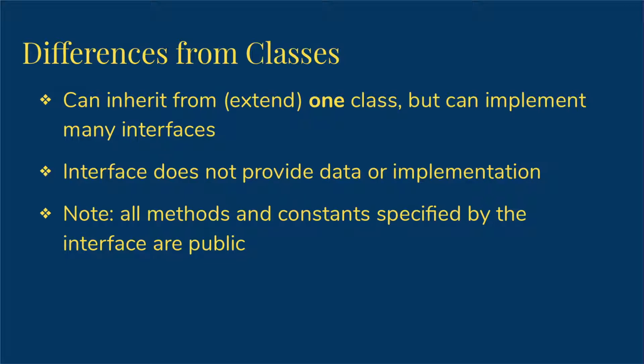Unlike a class, an interface doesn't provide data or implementation. And finally, it's important to note that all of the methods and constants specified by the interface are public, and of course the methods are abstract by definition.